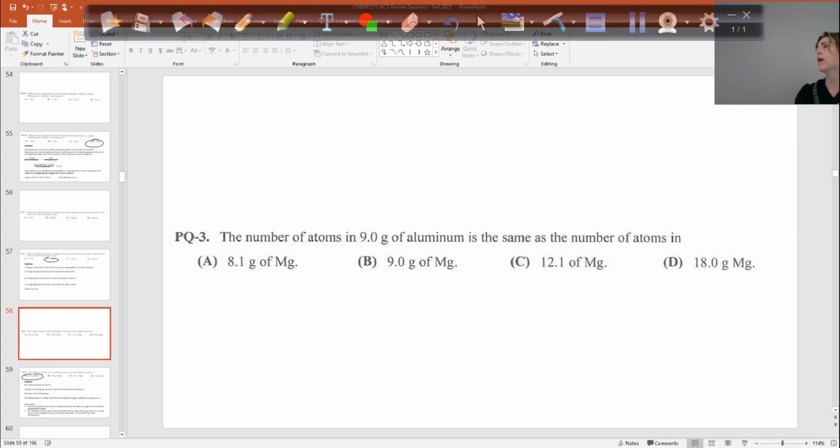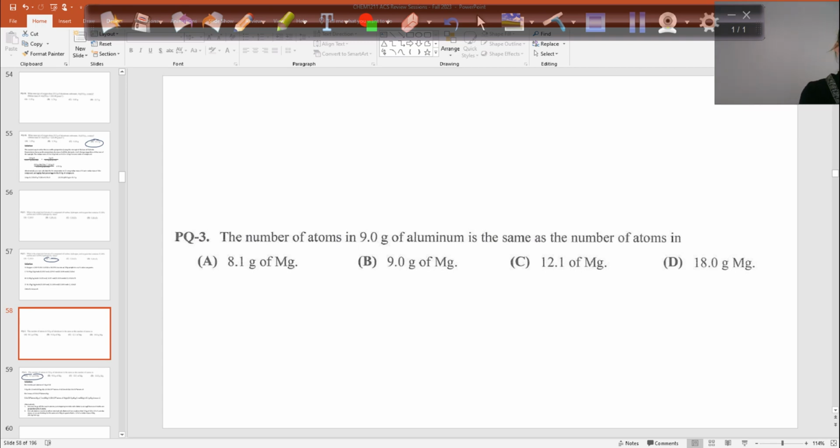So the long way would be what? What would be the long way of doing this? Well, we need to compare atoms. So we find atoms, right? So we take the 9 grams of aluminum, we divide by the molar mass to find the moles, and we multiply by the Avogadro number to find the atoms of aluminum. We do that for the 9 grams of aluminum and for A, B, C, and D, and then we compare, right?